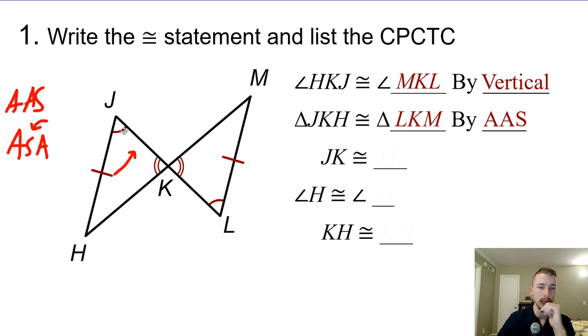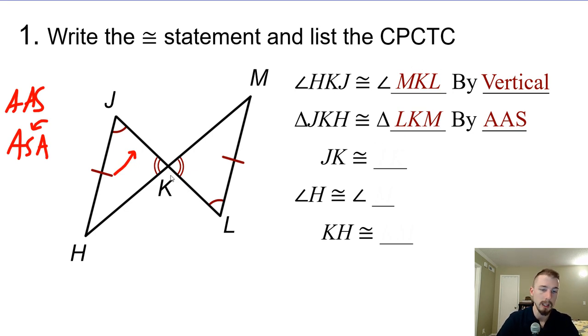Now we have JK. So everything that's remaining after we've proven that the triangles are congruent, all the remaining three parts that we didn't use to prove it, that we didn't know about, they have to now be congruent by corresponding parts of congruent triangles are congruent. Because remember, all corresponding parts of congruent triangles are congruent. All three angles and all three sides.